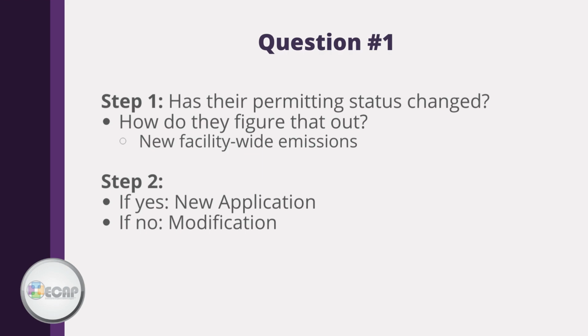To determine the level of permit needed, we must first determine the PTE by evaluating the combined emissions of all emission sources, including the new process. If it is determined that a new permitting threshold has been reached, then the facility will require a new permit. But if the additional process does not raise emissions to a new level, then the facility can simply modify the existing coverage.